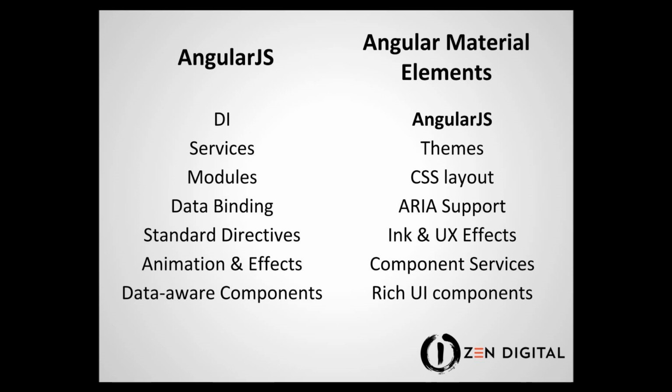So that allows people who are blind, for instance, you're putting in extra information, so that information will be available in another form. Ink and user experience effects, component services, and rich user interface components are all part of the Angular material libraries that you can use with Angular material.